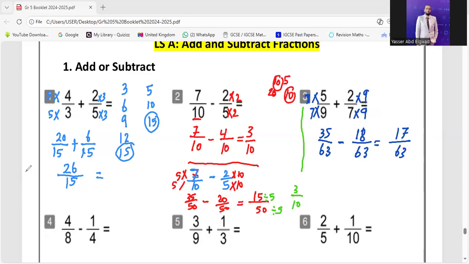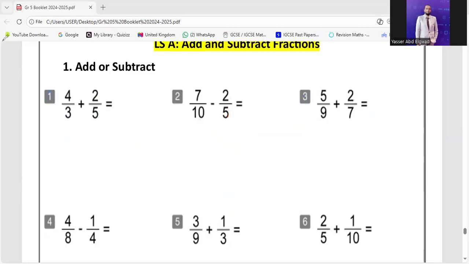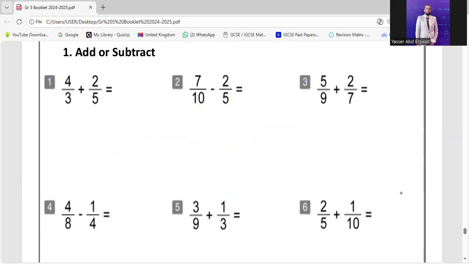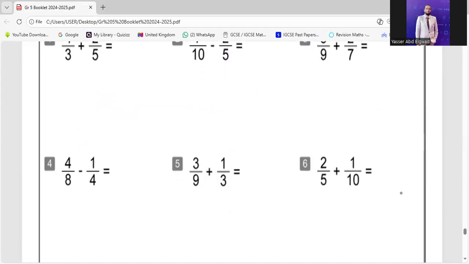Here is the answer. The next problem. We can switch also, but it's easy to make it 4 over 8. We multiply by 2 here, and leave the 8 the same. 4 over 8 minus 1 multiplied by 2 is 2 over 8. We subtract them, we get 2 over 8. And so on. You know that 2 over 8, we can divide it.